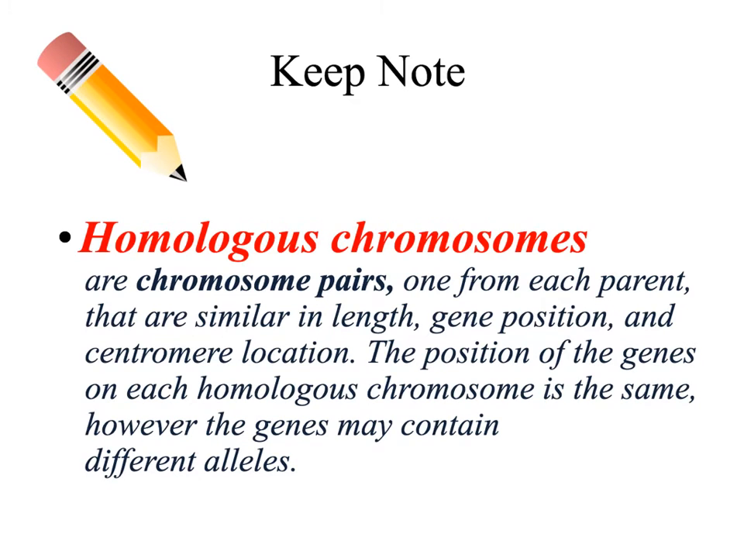So if we define the homologous chromosomes, they are chromosome pairs, one from each parent, maternal and paternal, that are similar in length, in gene position and centromere location. The position of the genes on each homologous chromosome is the same. However, genes may contain different alleles. For example, for eye color, it can be blue or green. This is a different allele for the same gene.